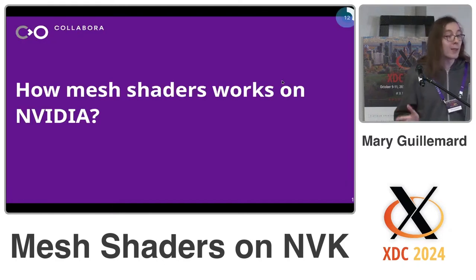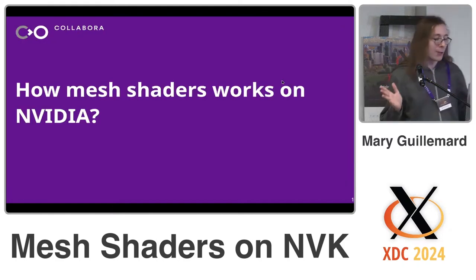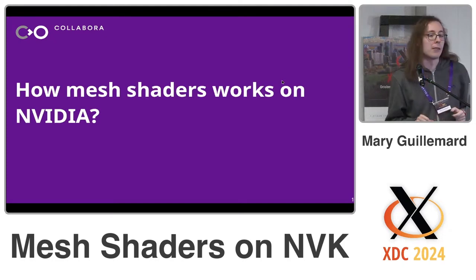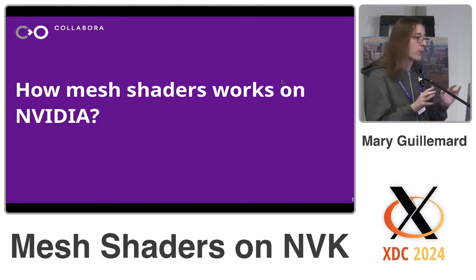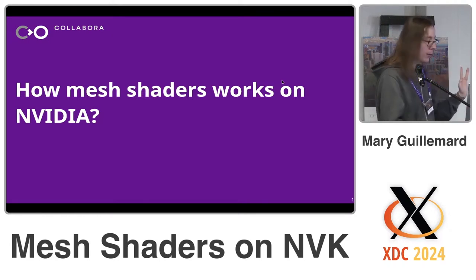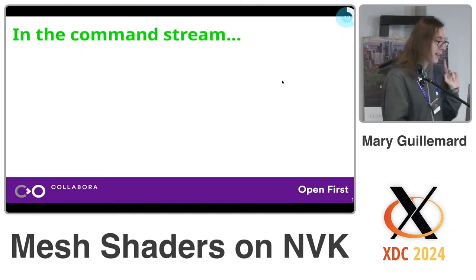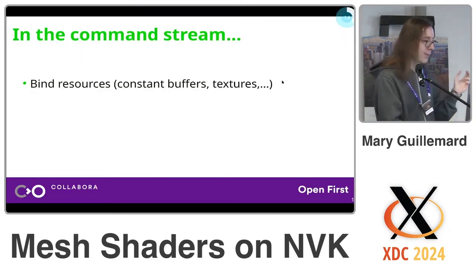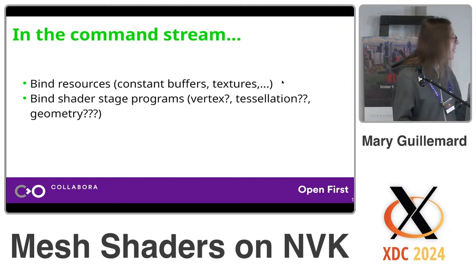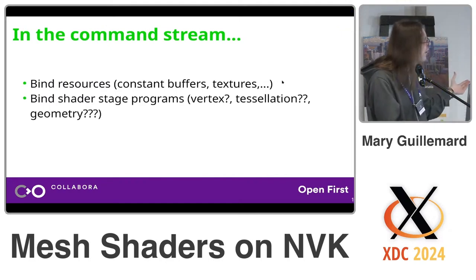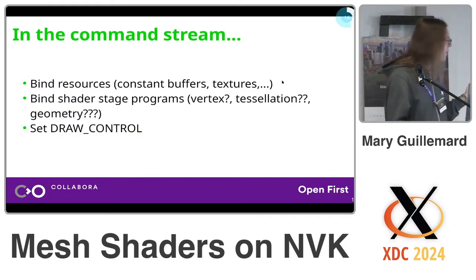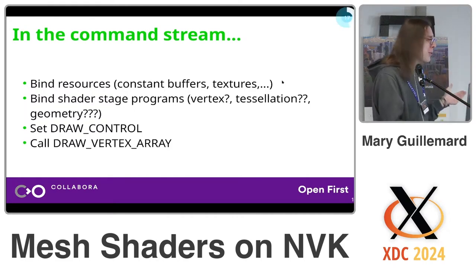So now let's talk about mesh shaders. If we do the same exercise, but this time with a simple mesh shader, I'm going to reuse the actual shader from the start. Well, first of all, the command stream. If you dump the command stream, you will get something like that. First, it's going to bind the resources. Then it's going to bind the shader program stages for vertex, tessellation, and sometimes geometry. Then it's going to set the draw control register, and then it's going to call draw vertex array.